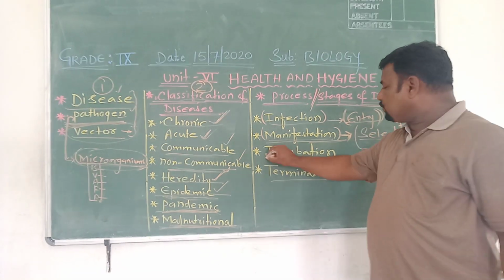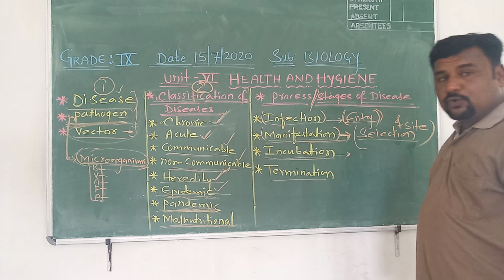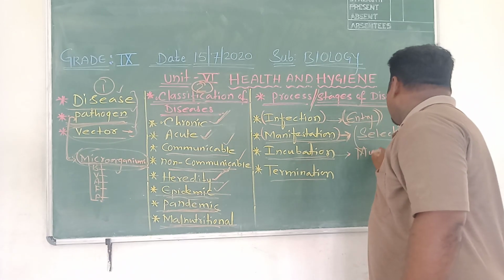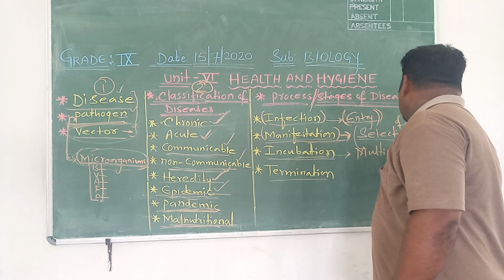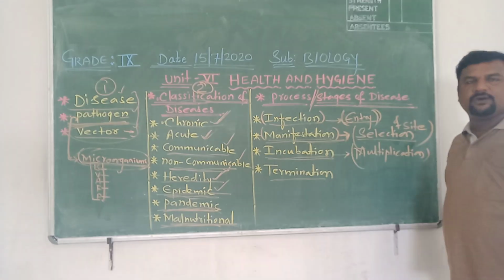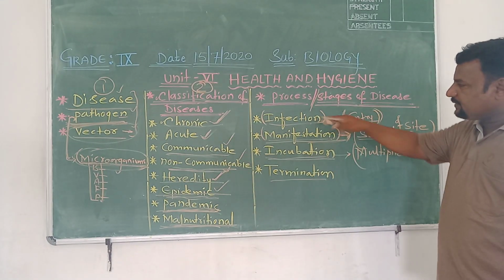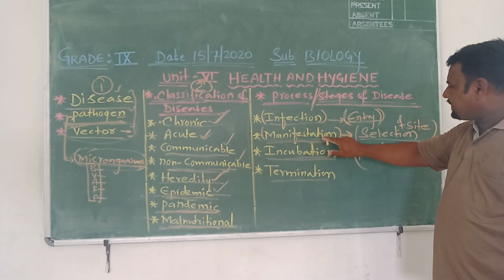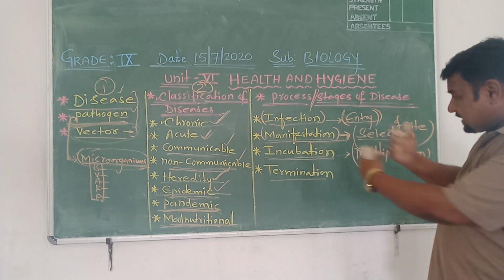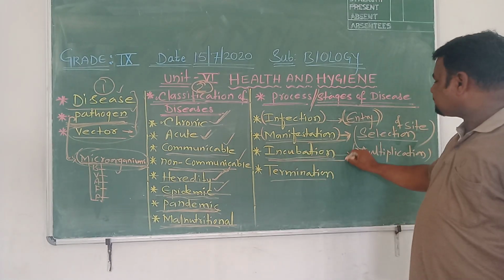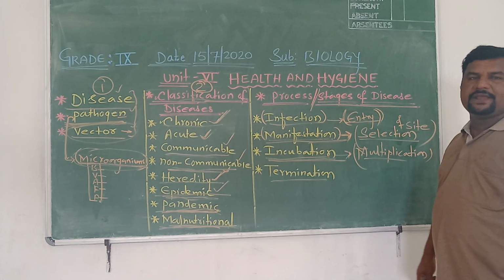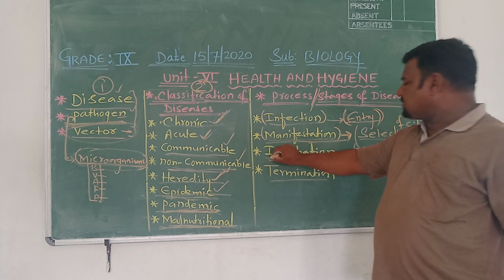Next is incubation. What is incubation? During incubation, the pathogen starts multiplying. They divide. They keep on multiplying. First they entered during infection. During manifestation, they selected the place, their favorite area, and settled down there. Now the next stage, what do they do? Pathogens will multiply now. Multiplication of pathogen in the body of the host is called incubation.